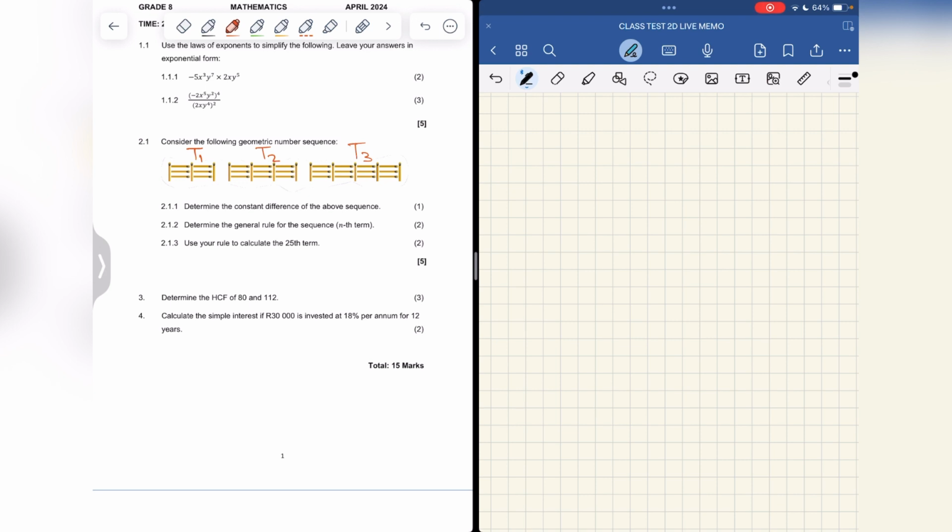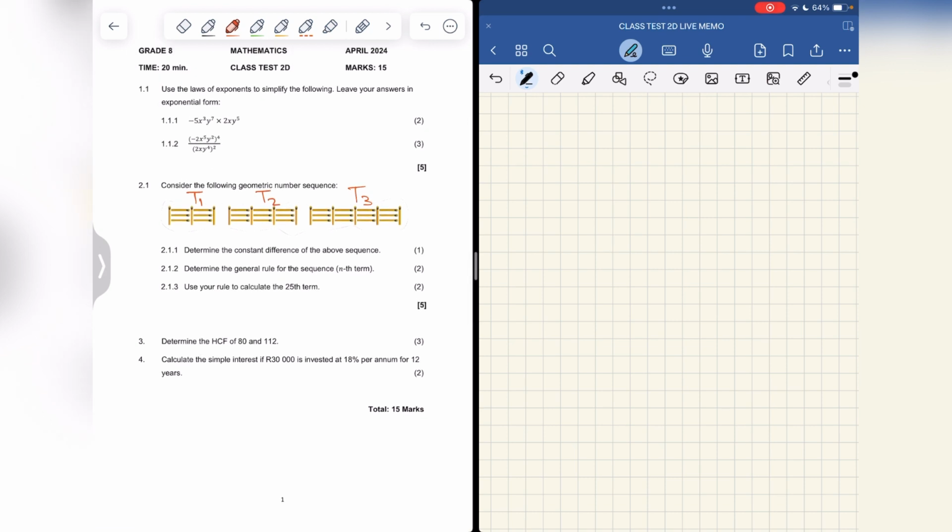Please be careful if you see this in your worksheets, exercises, control tests, whatever. Make sure that you are counting the stuff properly, because the stuff can be anything. It can be matchsticks or marbles or whatever. So please make sure that you count the number of items in each diagram properly.